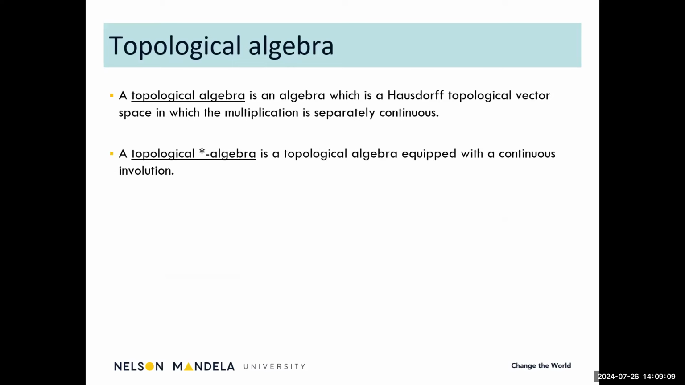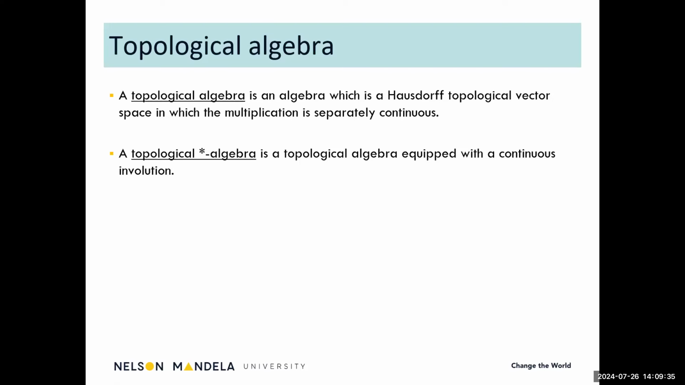And so not necessarily jointly. A topological star algebra will be a topological algebra equipped with a continuous involution. If you wonder what an involution is, you can think of the involution of bounded operators on a Hilbert space, like we do in B(H). And then it's actually a generalization of that concept.